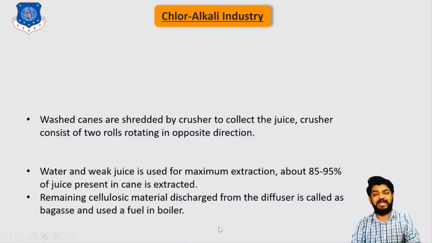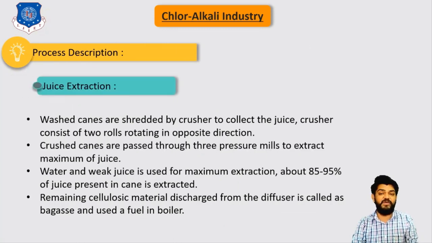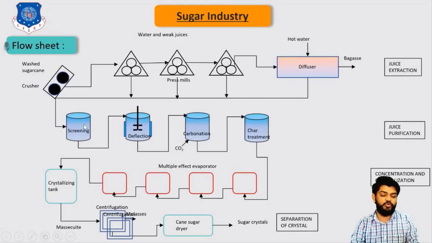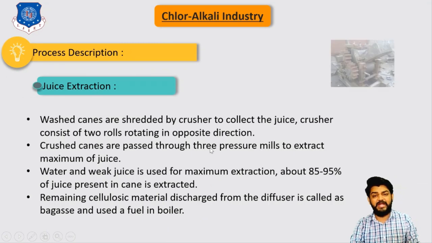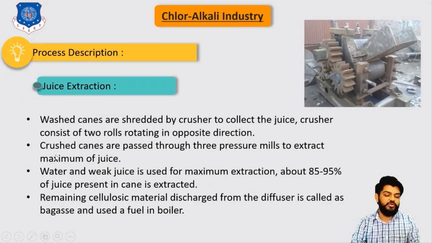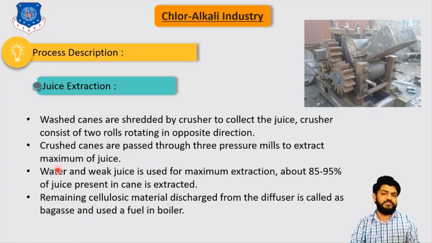So now let's quickly understand the process description for the manufacturing of sugar. As you can see here on the screen, washed sugar canes, or washed cane, are shredded by the crusher and the juice is collected, right? The crusher consists of 2 rolls, as you can see in the flow sheet, which crush our sugarcane and are operated in opposite directions. This crushed sugarcane is then passed through the 3 pressure mills in order to remove the maximum amount of sugarcane juice.